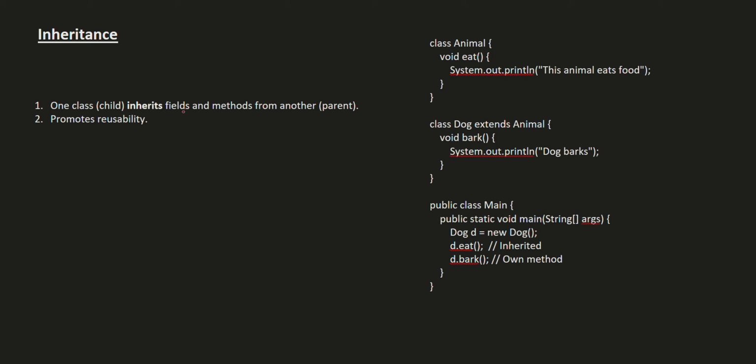Inheritance. The child class inherits fields and methods from the parent class. It promotes reusability. Here's the parent class and this is the child class. The child class inherits the methods and the fields present in the parent class. Actually, the child class doesn't have an eat method. The eat method can be inherited from the parent class, so it promotes reusability. If there's another child class, even that child class can use the eat method without defining it again, so it promotes reusability.